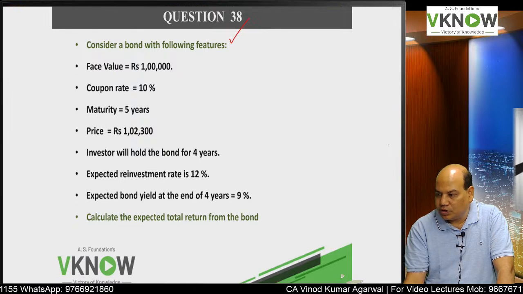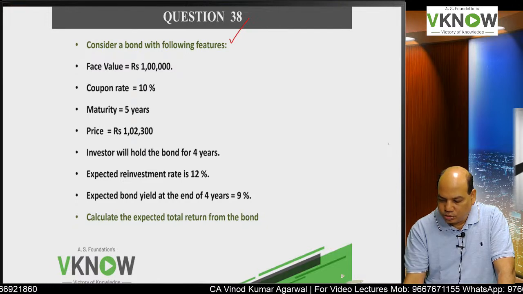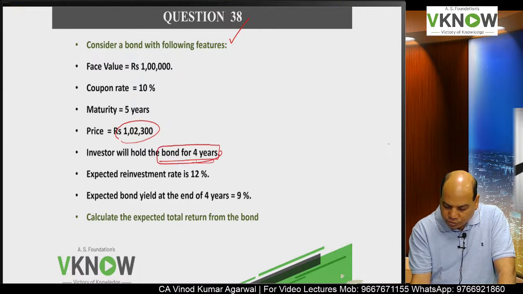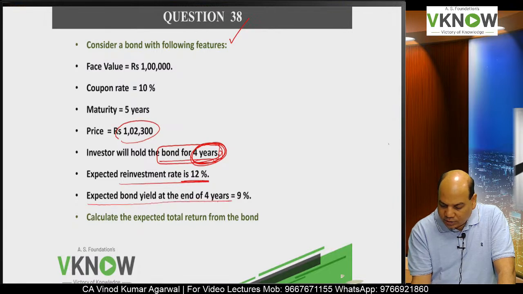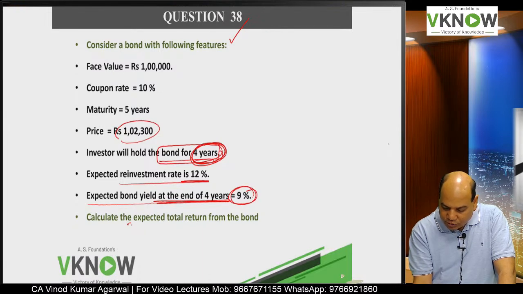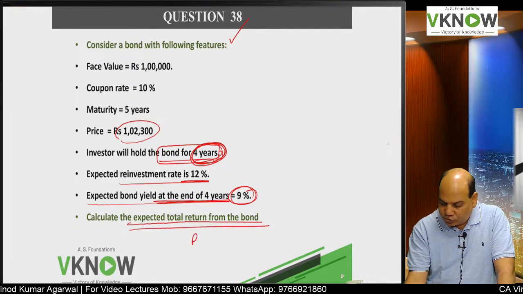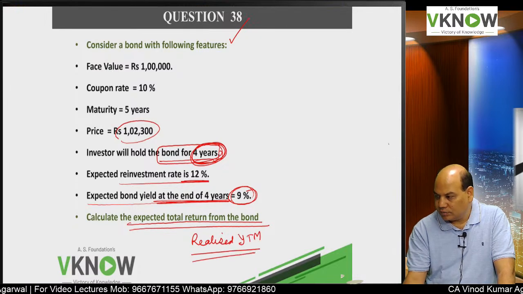Consider a bond with following features. Face value 1 lakh, coupon rate 10%, maturity 5 years, price is 1,02,300. Investor will hold the bond for 4 years and expected reinvestment rate is 12%. Expected bond yield at the end of 4th year is 9%. Calculate the expected total return from the bond, which means you have to calculate same realized yield to maturity.